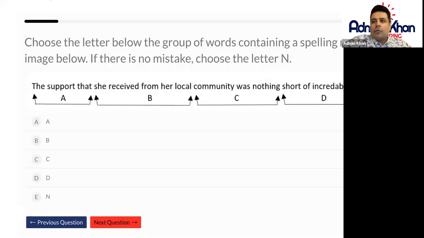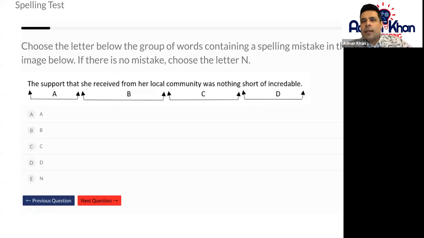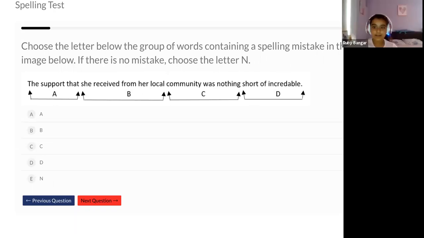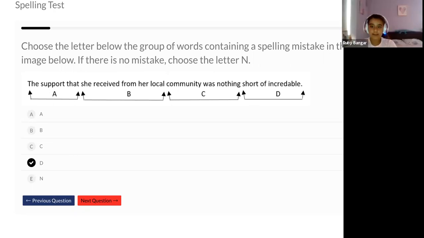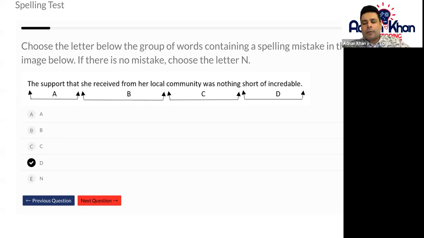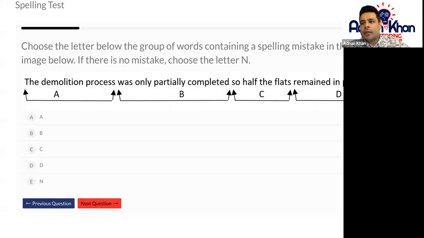And let's go to the next one. Ruby, have a go at this one as well. I think it's D because incredible is spelled INCREDBLE. Yeah. So the word incredible is spelled wrong. You're absolutely right. So in this case, we'll go for option D. Thank you for that, Ruby. And let's go to the next one.